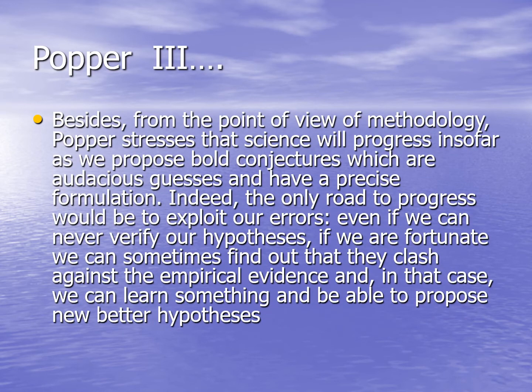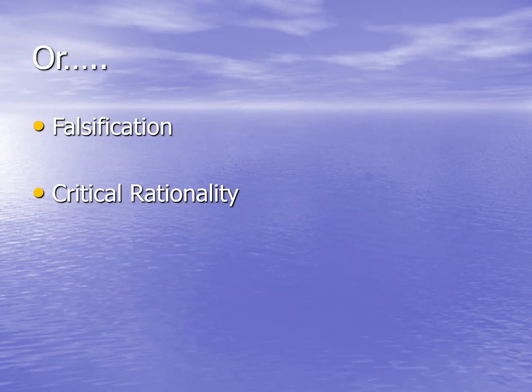Science progresses insofar as we propose bold conjectures, these audacious guesses, and then we try to figure out, are these real? Is there evidence for them? Is there evidence to the contrary? And then we move forward in science. So basically this comes down to the concept of falsification, where we're constantly looking to see if we can find evidence to the contrary and then discard it.